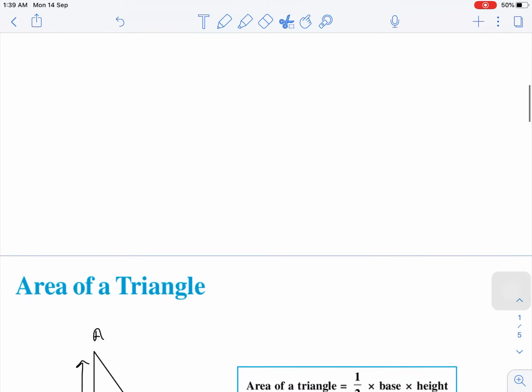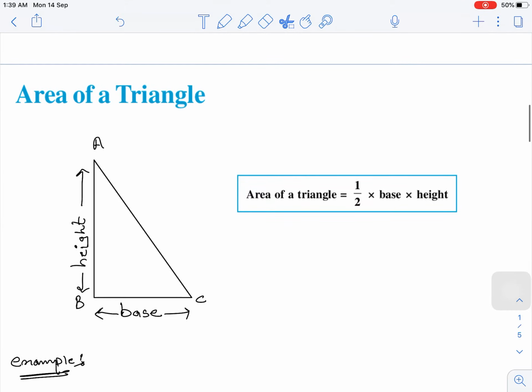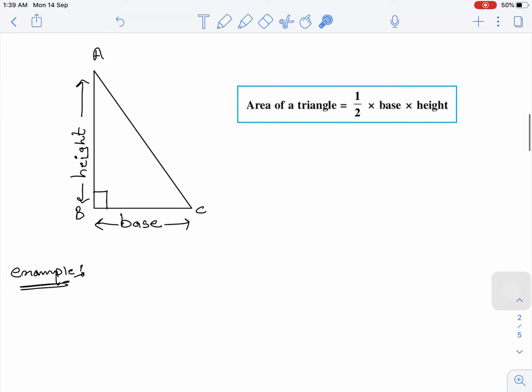Up till now in the previous classes we have learned how to find the area of a triangle if its base and height are given, that is, the triangle must be a right angle triangle. For this right angle triangle, if we are given the base and height, we can easily find the area of a triangle by using the formula half into base into height. Let us consider one example.